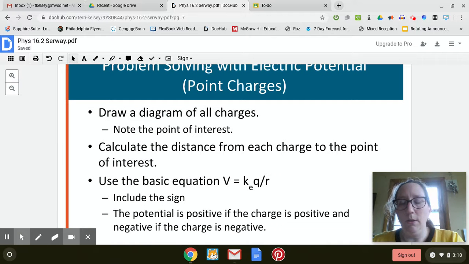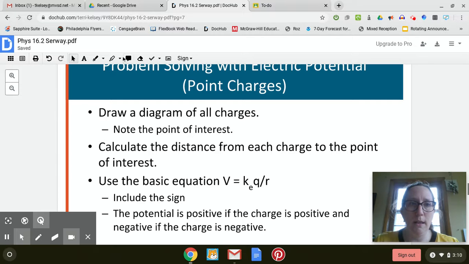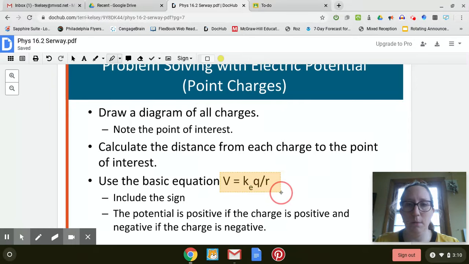Here is your really long and drawn out thing. Draw a diagram, calculate the distance in meters, use your potential equation, which again should definitely be on your card if you didn't already add it before, okay? Make sure you include the sign here because these are all scalar quantities. So you don't have to think about direction anymore. It handles it for you. It's a beautiful thing.